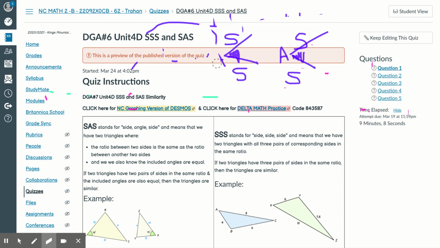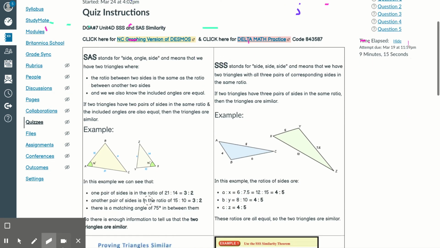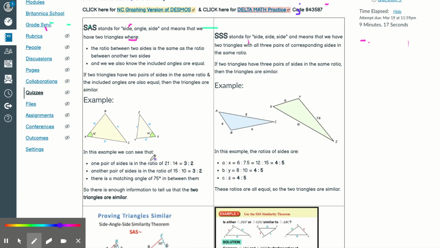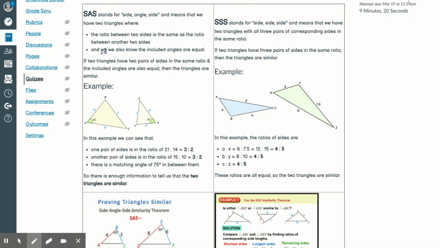So I'm going to look over some of these pictures that I have here. This is not working too great, but give me a second. All right, here we go. Okay, so over here on the left, this one's describing the side, angle, side.